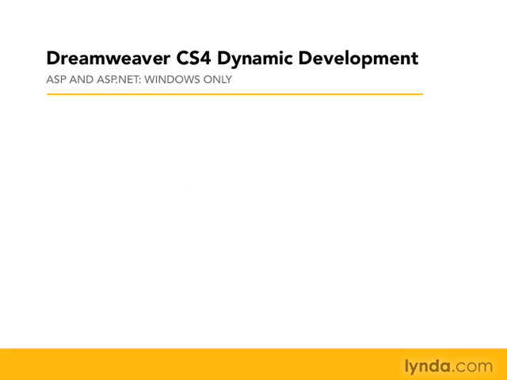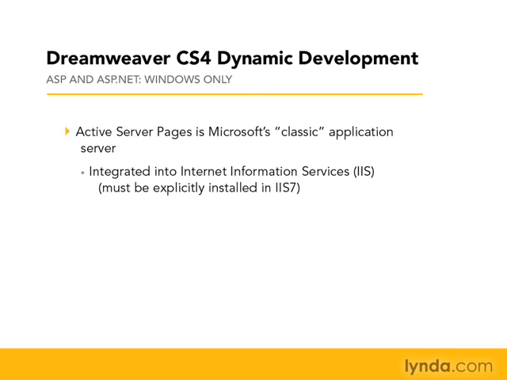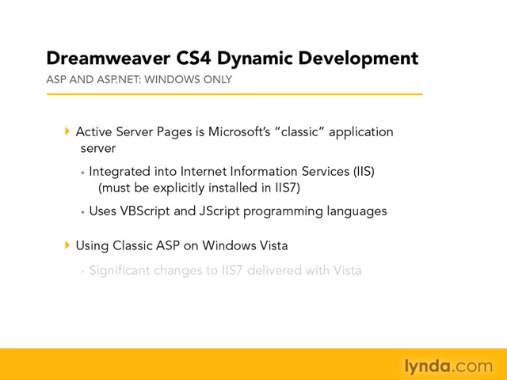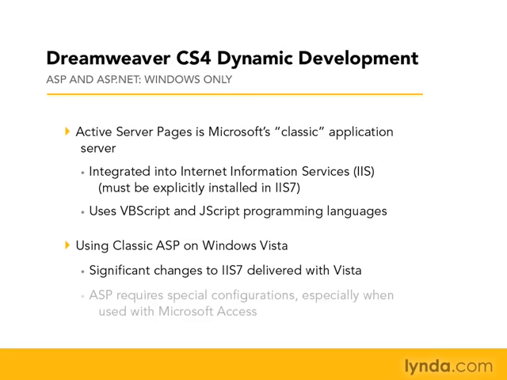If you want to use ASP or ASP.NET, there are a couple of things to know about. First of all, ASP, or Active Server Pages, is Microsoft's older application server product. It's integrated into IIS, but it must be explicitly installed in IIS 7. It uses two programming languages that you can choose from, VBScript and JScript, and it's important to know that if you're installing ASP under IIS 7 on Windows Vista, there's quite a bit of special configuration you need to go through to get it working correctly.